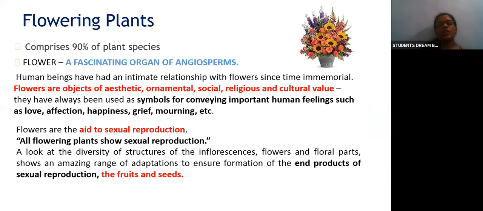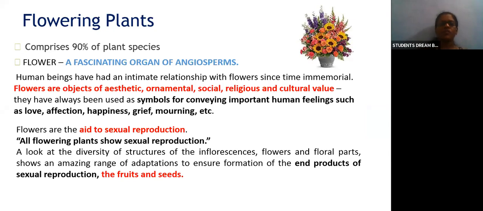So now we'll see about sexual reproduction in flowering plants. Okay, so what are flowering plants? Plants which are capable of producing flowers are called flowering plants. These flowering plants comprise 90% of the plant species. What are flowering plants also called? They are called angiosperms.